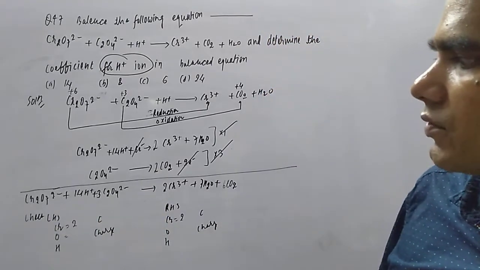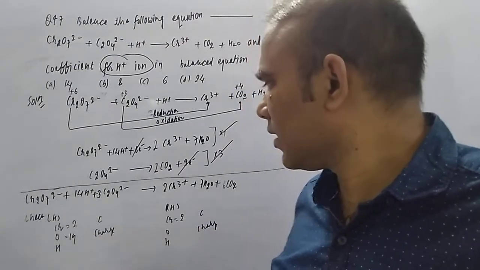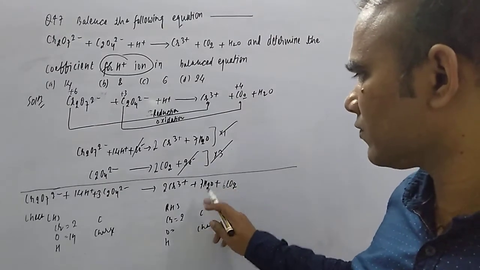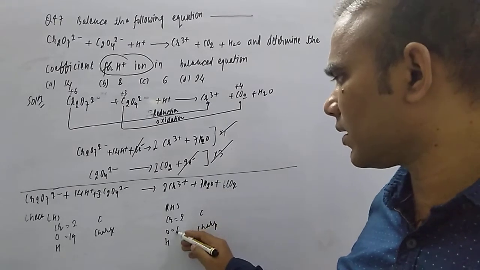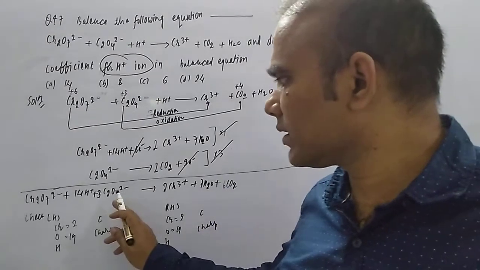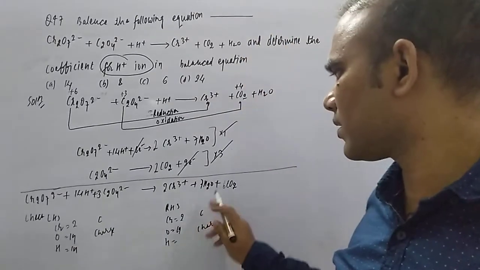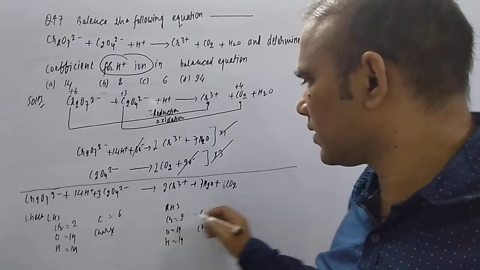12 and 7, that is 19. And on this side, oxygen is 7 plus 12, that is 19. Here hydrogen, how many are there, student? 14. And this side, that is 7 water molecules, that is 14. Carbon, you see, student, how many are there? 6. And this side also 6.